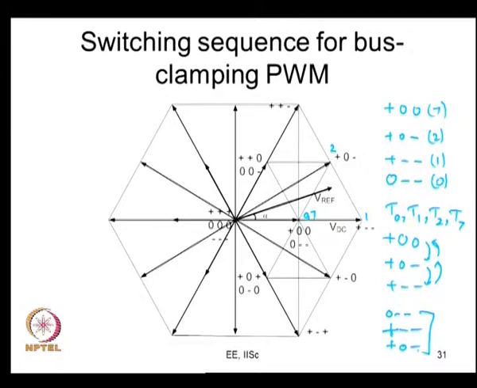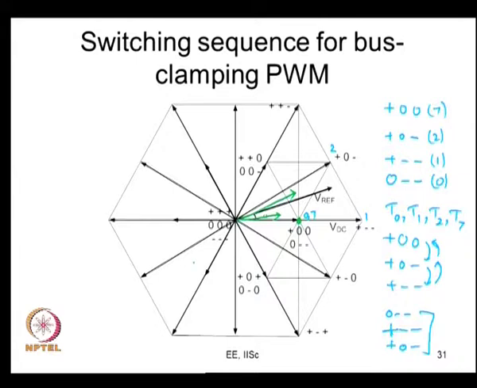You can find some similar observations when you use, let us say, here also. Like you have different sets of 3 phase modulating signals, the equivalent reference vector may fall here, or you may have the equivalent reference falling here. In all these cases, this would be the pivot state, I mean pivot vector, and you will see that only one pivot state would get applied if you are talking of bus clamping PWM.